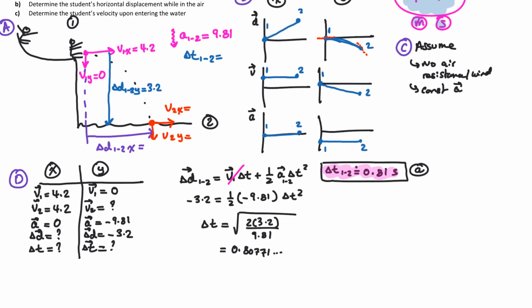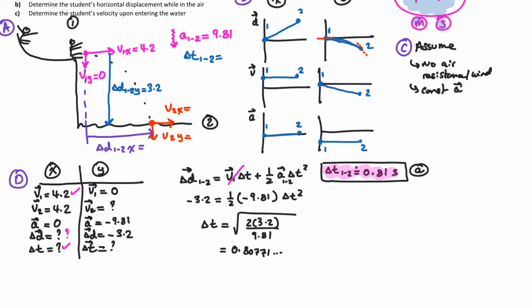Let's scroll down a little bit. The next question is asking us to determine the student's horizontal displacement while in the air. For the horizontal displacement, well, I don't have to use the y anymore. I need to use the information on x. And we just found the time from 1 to 2, and that time from 1 to 2 is consistent here as well. So I am going to use that information now. So we now have velocity. We don't know displacement. We're trying to find that.